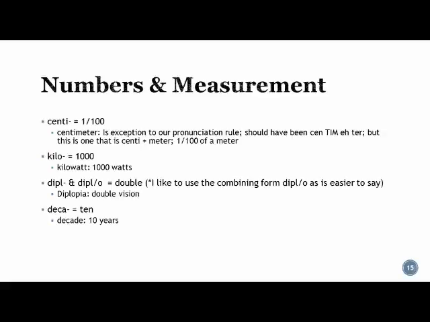Centi means 1/100th. So centimeter. Now here is an exception to our rule. Here we will say centimeter. We will not say centimeter like we say pelvimeter or thermometer. Centimeter for some reason is an exception. So centimeter is the exception, not the rule. So centi is 1/100th, so a centimeter is 1/100th of a meter. Kilo means thousand, and so kilowatts, someone has 1,000 watts of power.